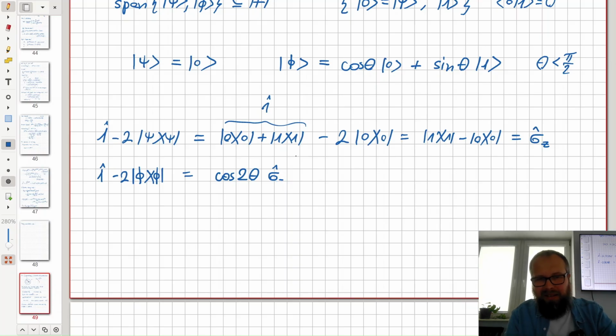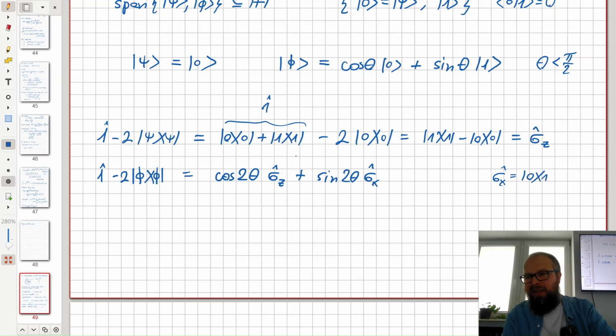Sigma z minus, or plus, I wrote it plus, that's maybe correct, sigma x, okay? With sigma x defined in the standard way, so sigma x would be 0, 1 plus 1, 0, right?